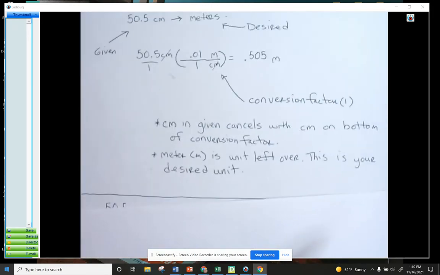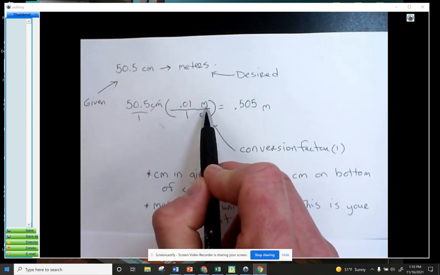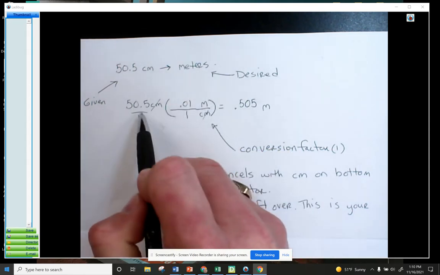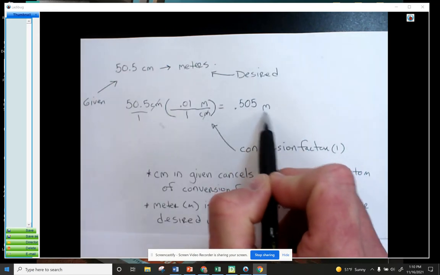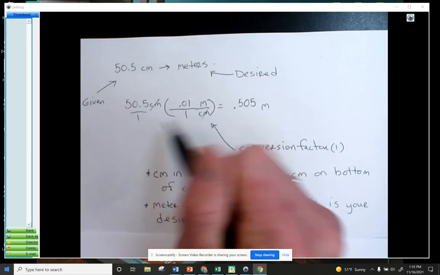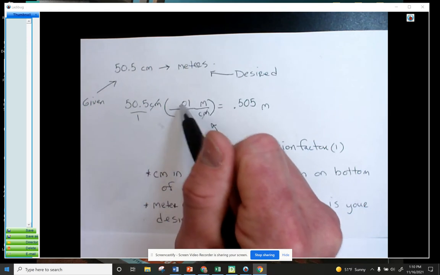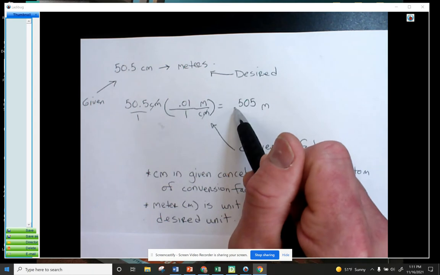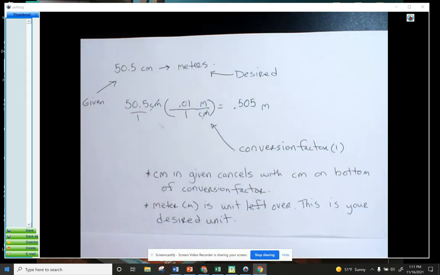Come over here. Centimeters is on the bottom. Meters is on the top. Centimeters will cancel. There's your conversion factor. Your given is here. Your desired is here. Notice your desired meters unit is what you're left over with when you cancel centimeters. So centimeters on the bottom, meters on the top. 50.5 times 0.01 is going to move the decimal place 2 to the left, 1, 2, and there you go. You can do this in your calculator or just move the decimal place.